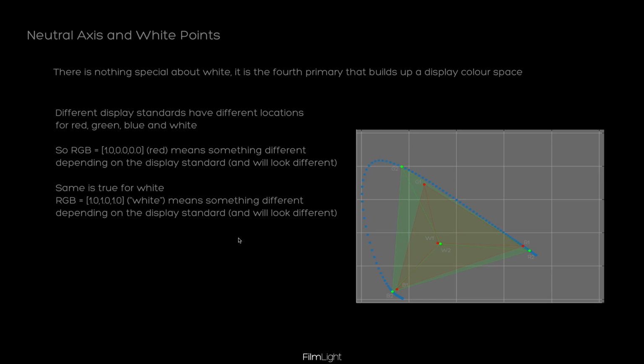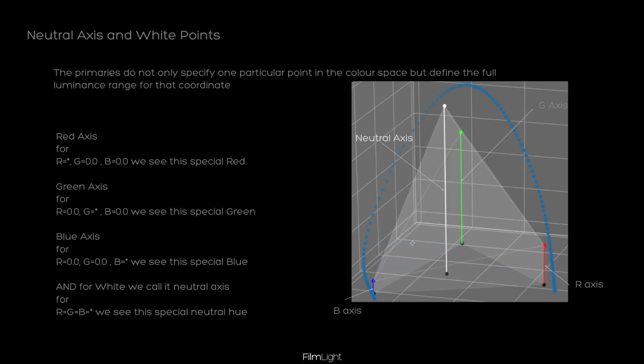The 4 primaries do not specify one particular point, but an axis which is associated with the same color chromaticity but with varying luminance. We arrive at the red axis for every display RGB values of red of something, green 0 and blue 0. They all fall onto this line. Same for green. For code values red 0, green something else and blue 0, we are on this line.